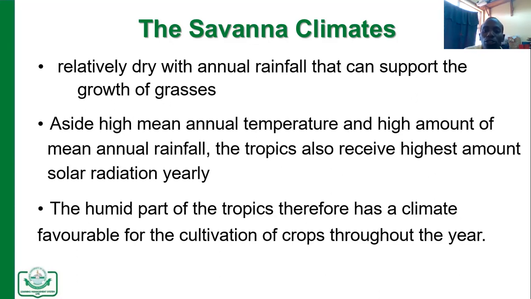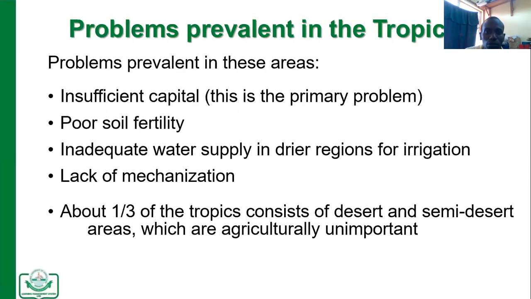Aside from the high mean annual temperature in this climate, you see that we have a high amount of mean annual rainfall and also receive the highest amount of solar radiation yearly. So the solar radiation is usually the highest in the savanna climate. The humid part of this climate is very favorable for the cultivation of crops throughout the year, which means in the savanna climate, there is possibility of growing more crops.